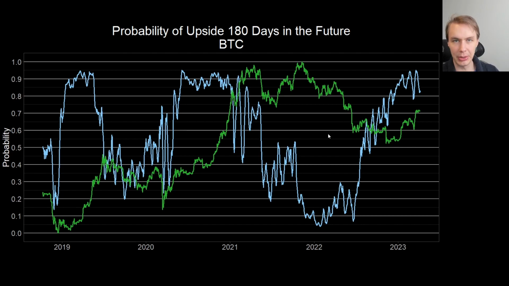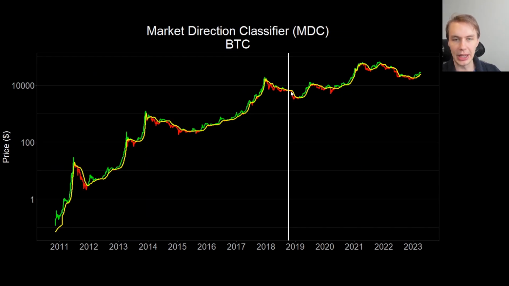So basically what I'm going to be testing is a strategy where we use this forecasting ability of this model, and we combine it with the MDC, which is giving this critical level. If you're not familiar with the MDC, this yellow line is the critical level, and if price flips above that, it means you're likely going to go into an uptrend. If it flips red, you're likely going into a downtrend.